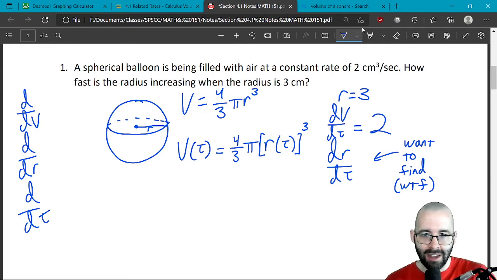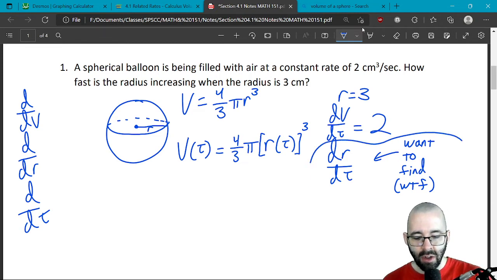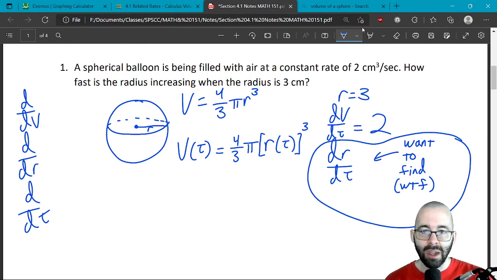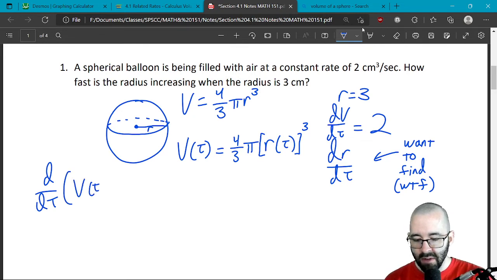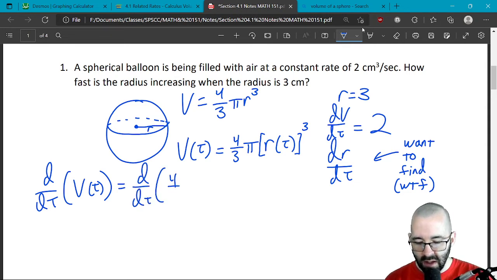There's a bunch of derivatives that we could take. Which one makes the most sense here? Look at what we're trying to find. And how are we going to get there? We want dr dt. Which of those things on the left is going to give us a dr dt? We want to take the derivative with respect to time. That bottom one. So we d dt both sides. On the left-hand side, we're taking the derivative with respect to time of our volume. On the right-hand side, we're taking the derivative with respect to time of 4/3 pi times r of t cubed.